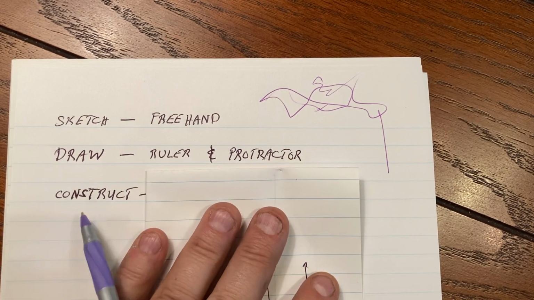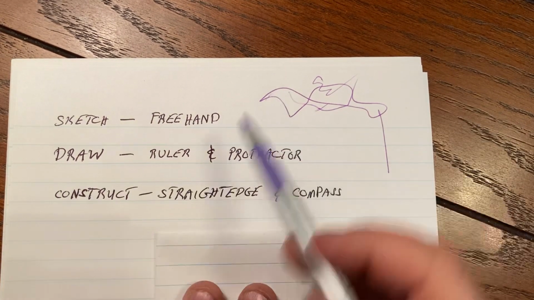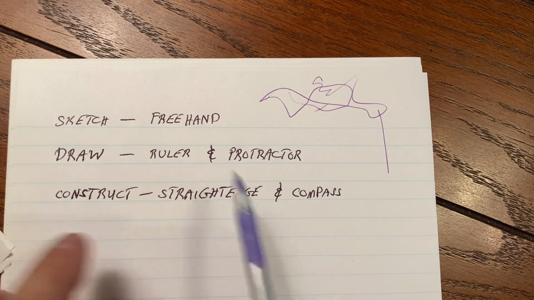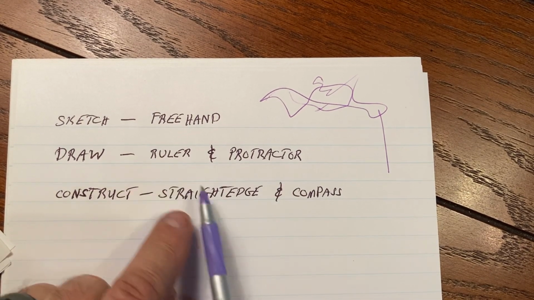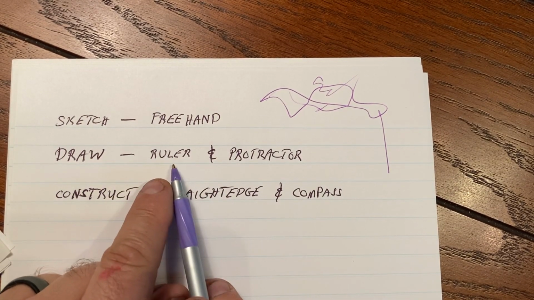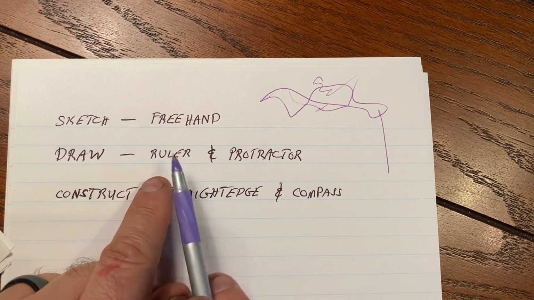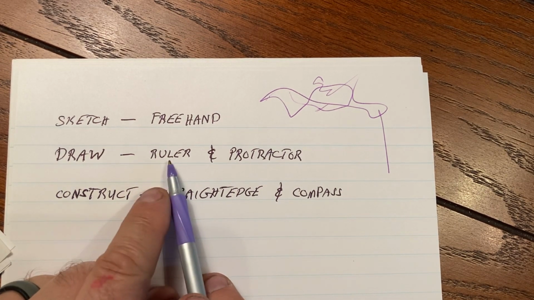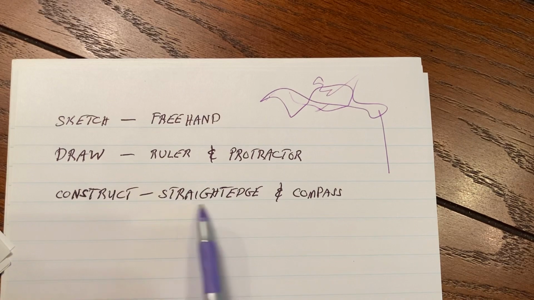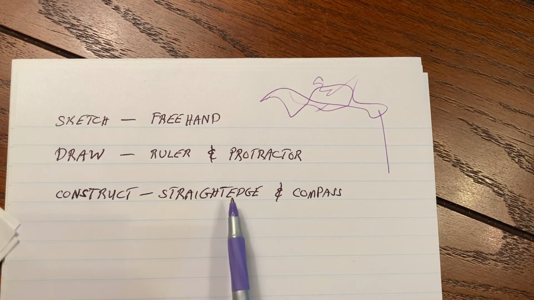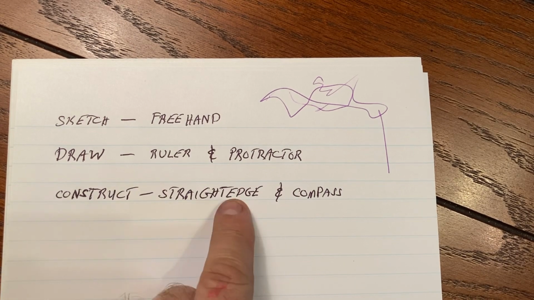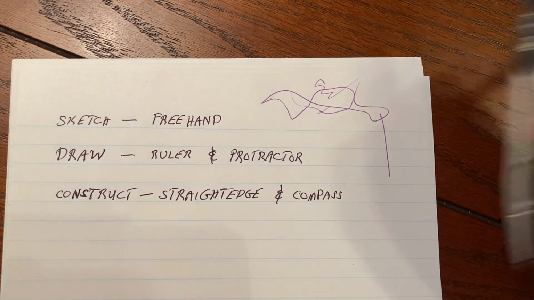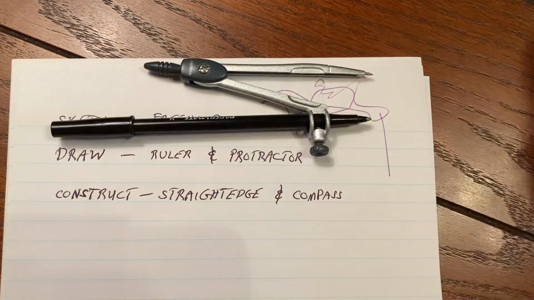If it says to construct something, the materials you use will be a straight edge and a compass. A ruler happens to be a straight edge, and it has ruled portions on it as well. So a ruler is both something that you can measure with, and it also has a straight edge. You can use a ruler if you want for the straight edge. So a straight edge and compass. I'm going to use a compass, okay?